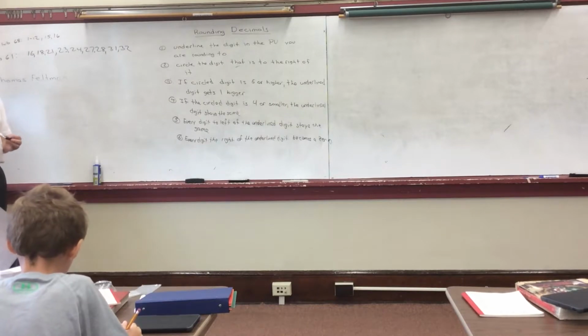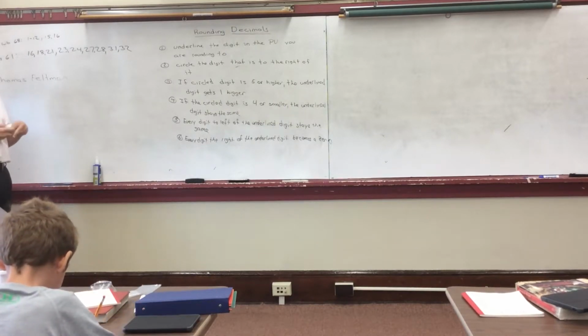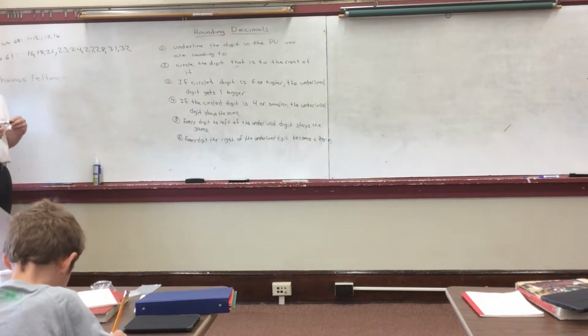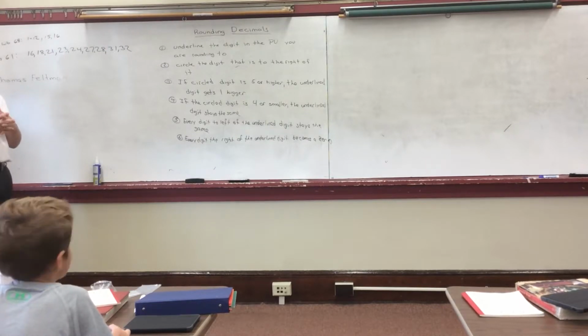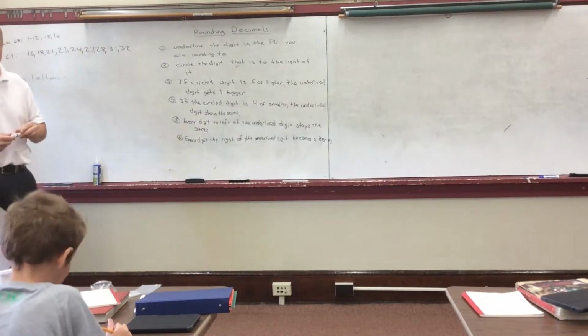Okay, so you're going to underline the digit in the place value you're rounding to. You're going to circle the digit that is to the right of it. If the circled digit is 5 or higher, the underlined digit becomes 1 bigger. If the circled digit is 4 or lower, the underlined digit stays the same. And then every digit to the left of the underlined digit stays the same, and every digit to the right of the underlined digit becomes a 0.